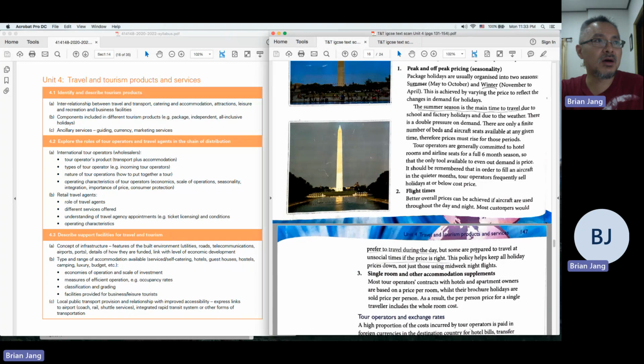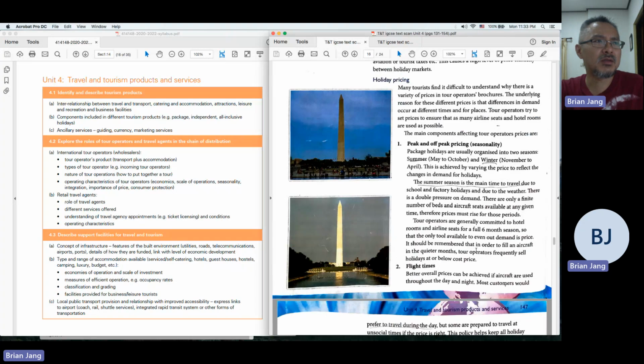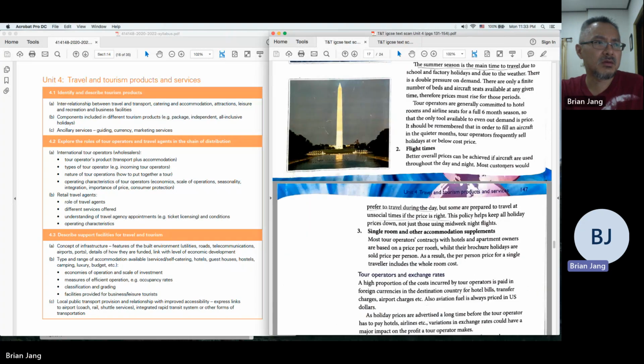Flight times, yeah, holiday pricing is associated with flight times because people have their preferences. Usually, flights during the day are more expensive than flights that are run during the night. People who sacrifice their comfort of sleep during the nighttime get to save a lot of money because usually people don't fly that often during the nighttime.